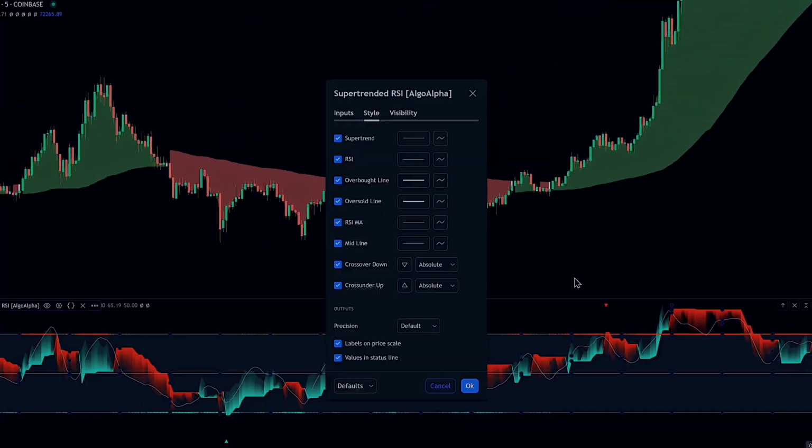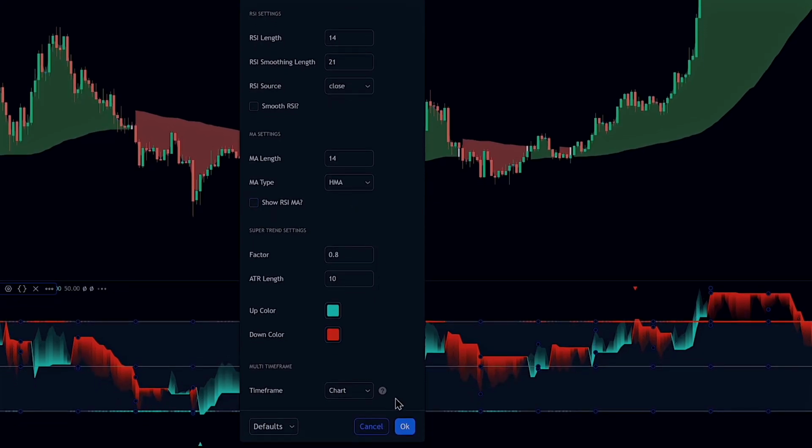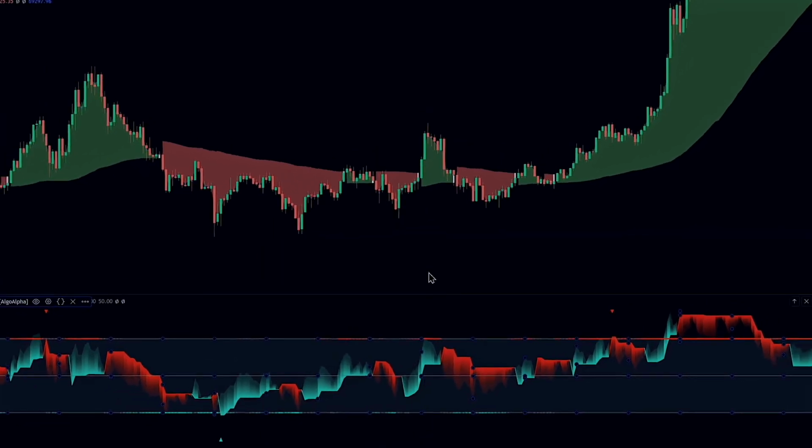Diving into the settings, you have options to adjust the different RSI components, like length and smoothing length. The moving average settings let you modify the MA length, RSI smoothing length, and MA type. Further down, you'll find the SuperTrend settings, where you can tweak the factor and ATR length. For this video, the only setting that needs changing is disabling the Show RSI Moving Average option, since we won't be using it. Once that's done, just click OK.